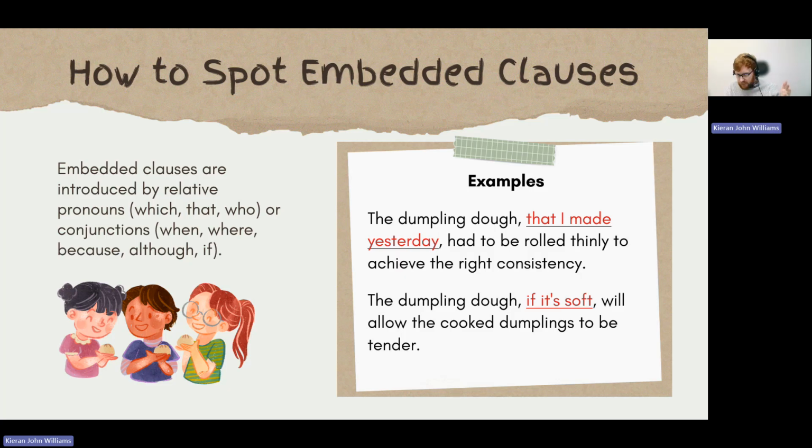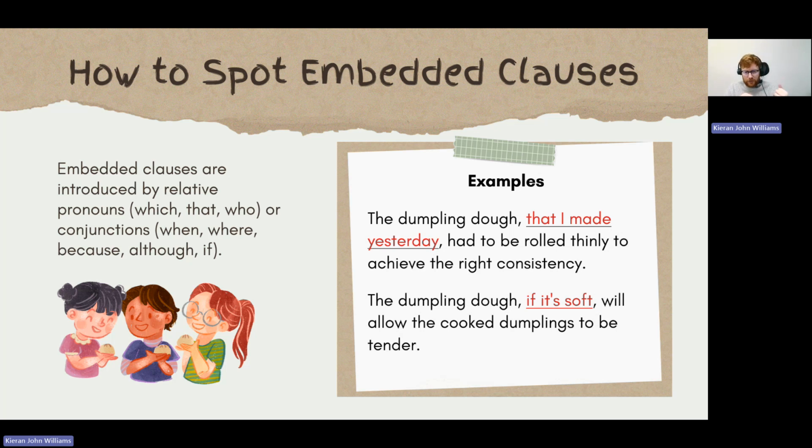So let's have a look at some more examples. In this sentence here, "The dumpling dough, if it's soft, will allow the cooked dumplings to be tender." The embedded clause is "if it's soft." It gives additional information about the dough. It provides a conditional situation.